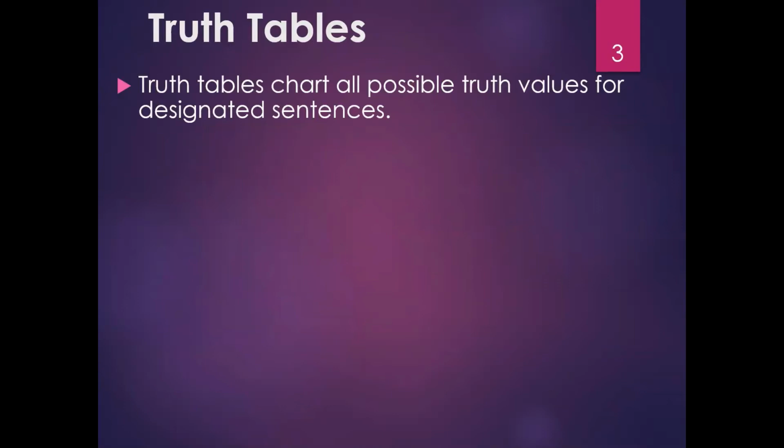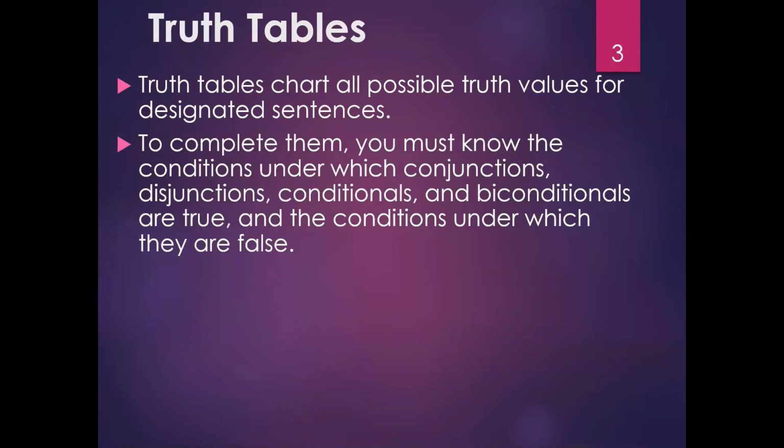Truth tables are tables that chart all possible truth values for any given designated sentence, and so these can be very useful for assessing validity. To complete a truth table, you have to know the conditions under which conjunctions, disjunctions, conditionals, biconditionals, and of course negations are true and the conditions under which these things are false.